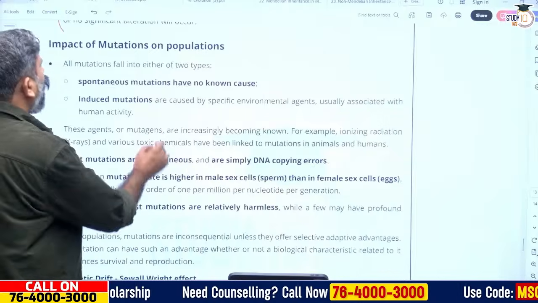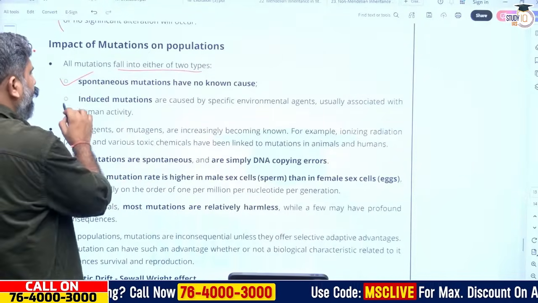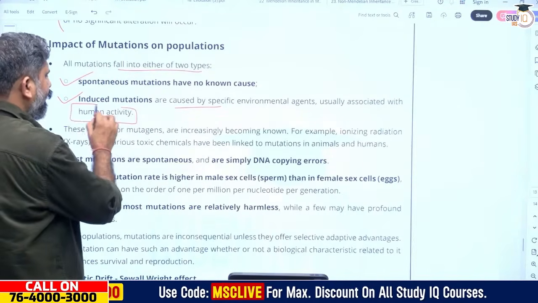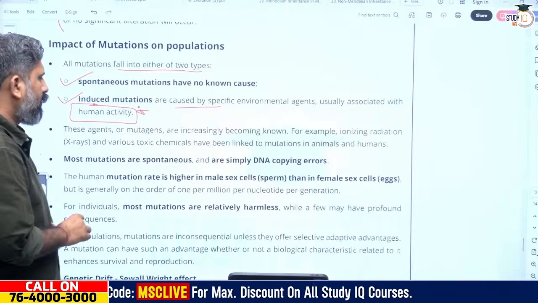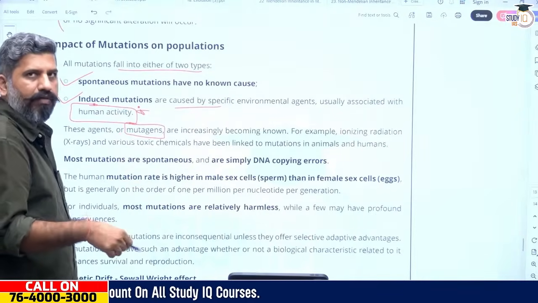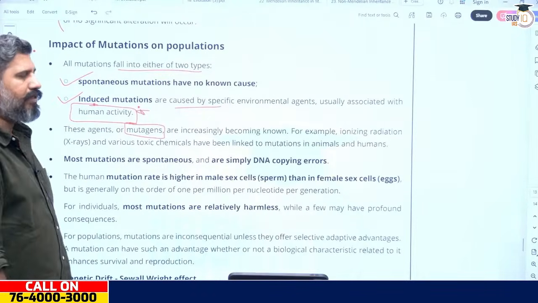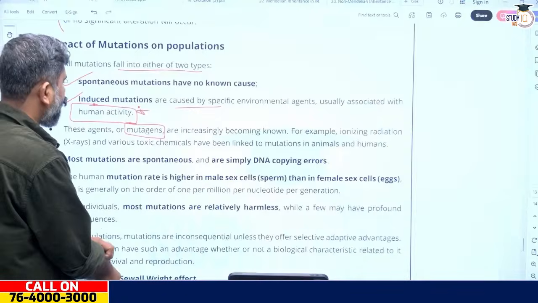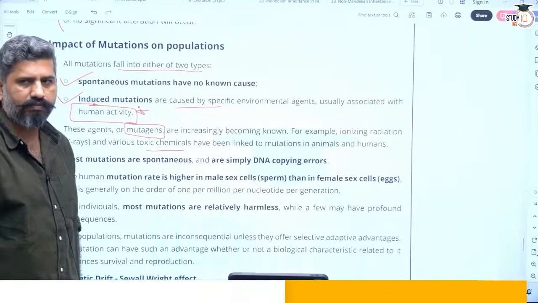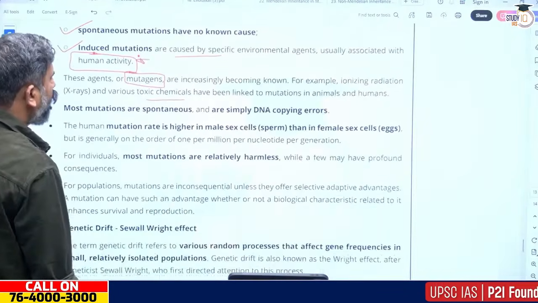All mutations fall into either of two types. Spontaneous mutations have no specific causes. Induced mutations are caused by specific environmental agents, usually associated with human activity. These agents are called what? Mutagens. These are the ones which alter the coding part of the DNA and then it manifests into physical traits. And now we know what these are: ionic radiations, X-rays, and various toxic chemicals have been linked to mutations in animals and humans. Fair enough?